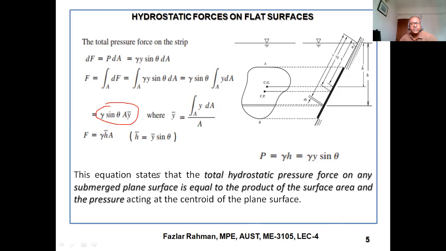So this equation states that the total pressure force on any submerged plane surface is equal to the area times the pressure working through the centroid of the body. You have to figure out how much pressure is working at the center. Easily, if you figure out the location of the center, h bar, then you just use this formula. If you know theta and y bar, you can figure out h bar. And what is A? The area of the plate. If it's rectangular, circular or triangular, you can figure out the area.